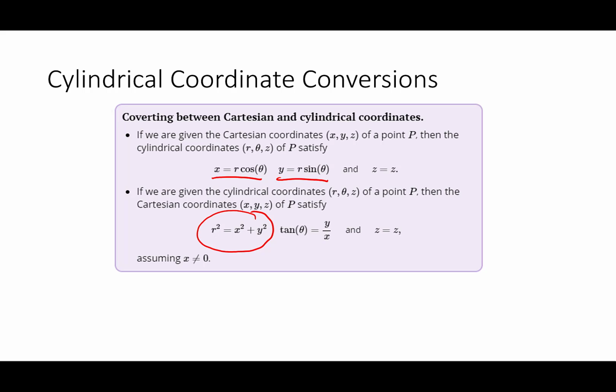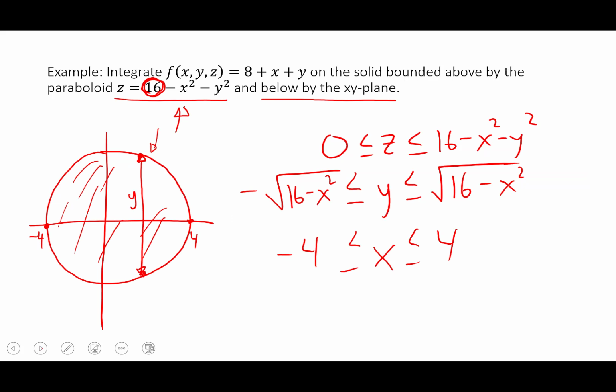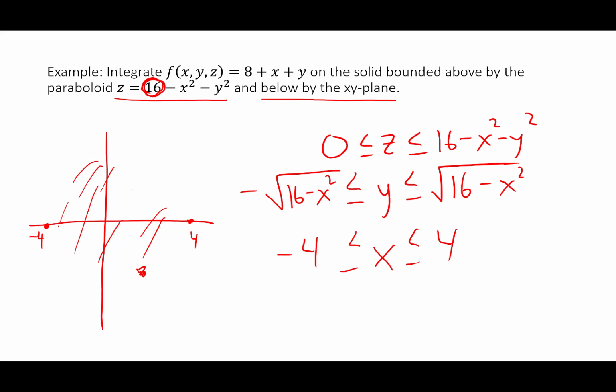is equal to x squared plus y squared. And also note, remember, z is just equal to z. Okay. All right, so let's kind of look at our bounds for a second. Let me go and erase this. How would this change our bounds if we go to cylindrical coordinates?